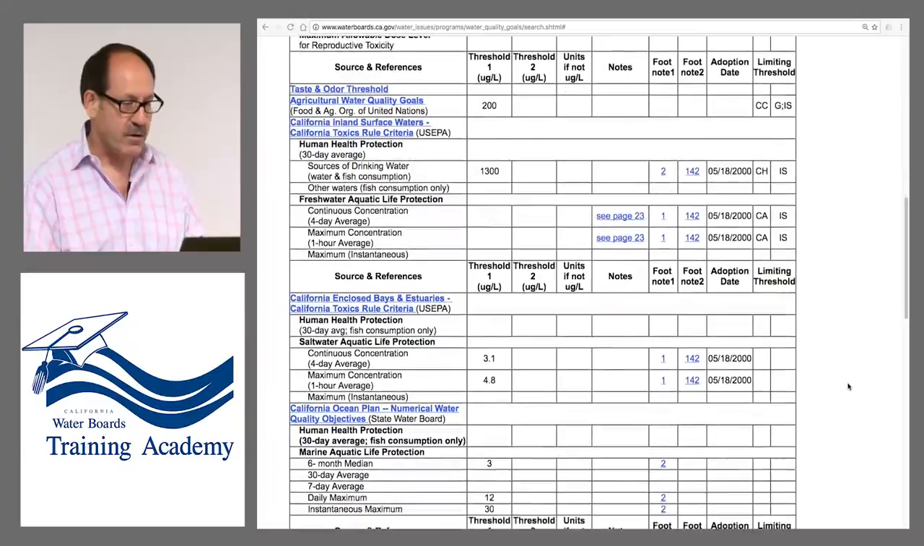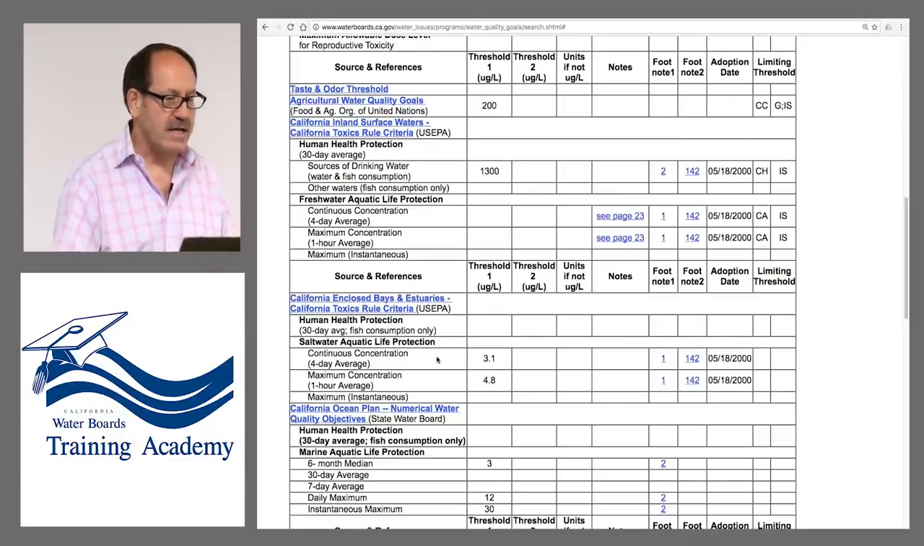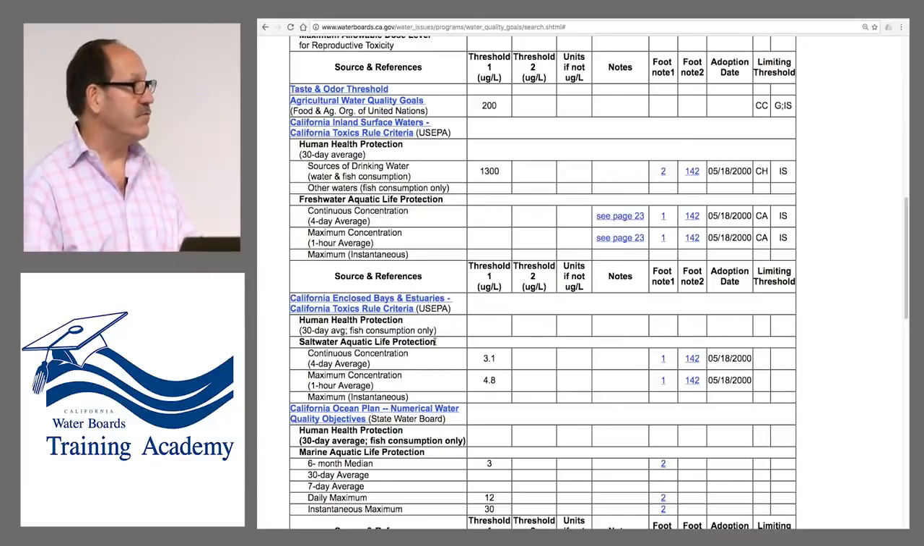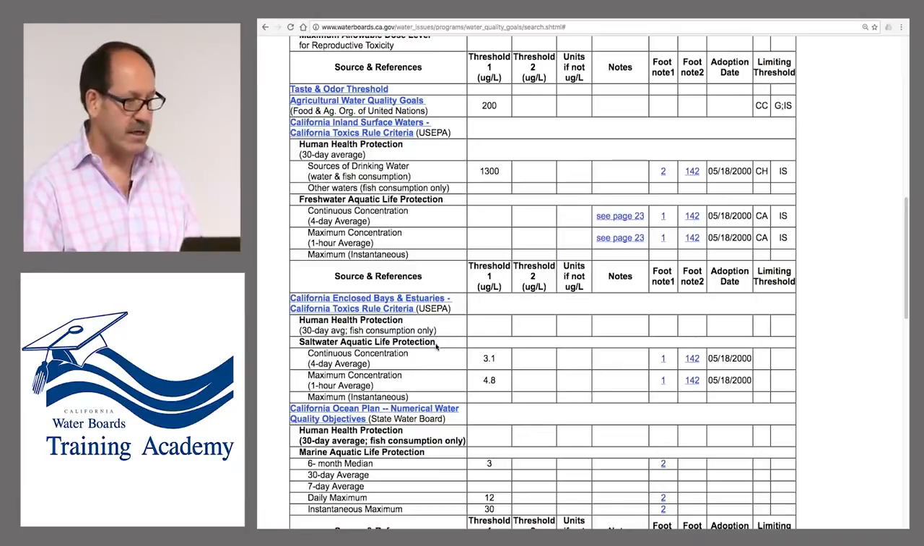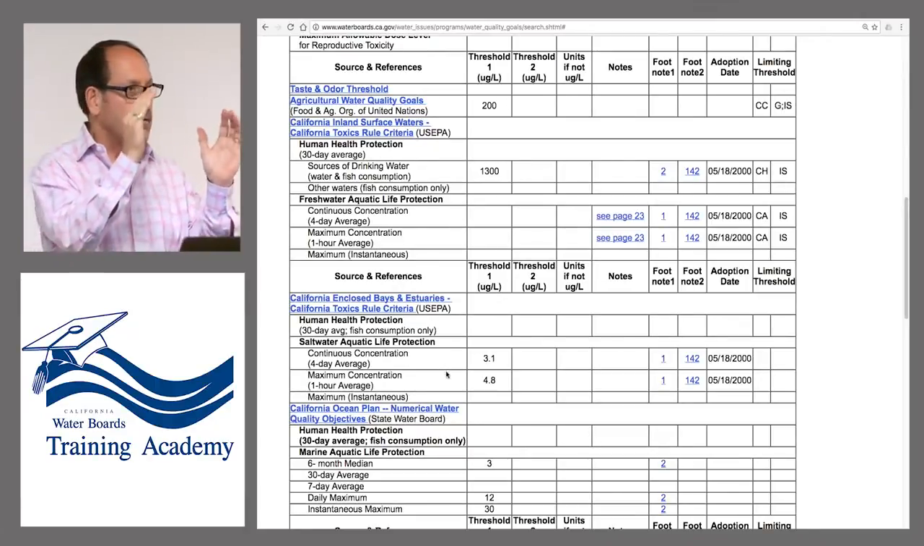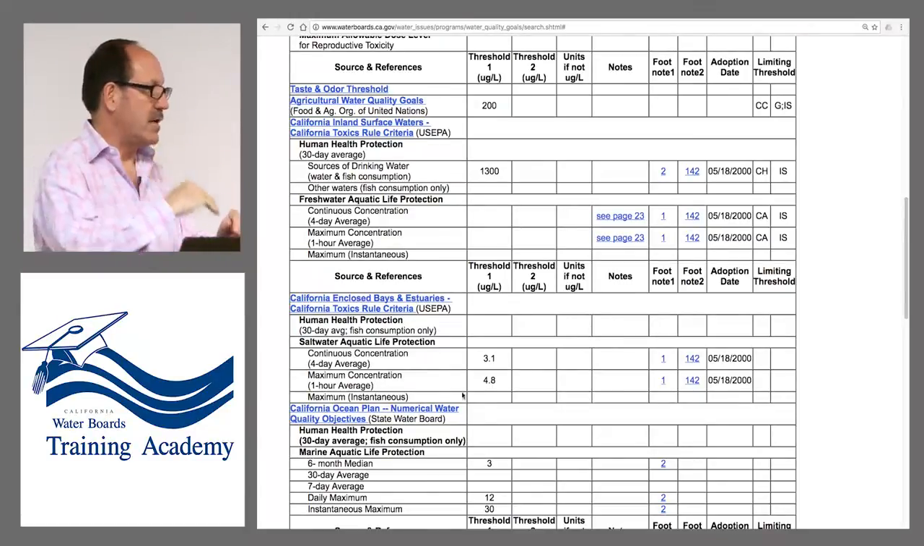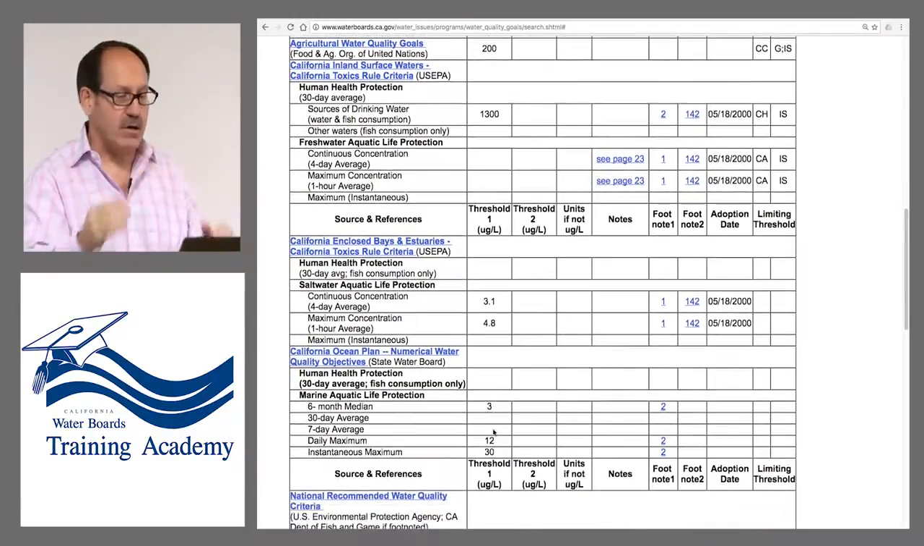Okay, moving on. So also in the CTR, we have criteria for enclosed bays and estuaries. This looks at the human health protection from eating fish only, not drinking the water, because it's normally too brackish to drink. And then the saltwater aquatic life protection numbers are here. Realize, though, that if you're in that medium range of salinity, you've got to look at both freshwater and saltwater aquatic life criteria and apply the more stringent.